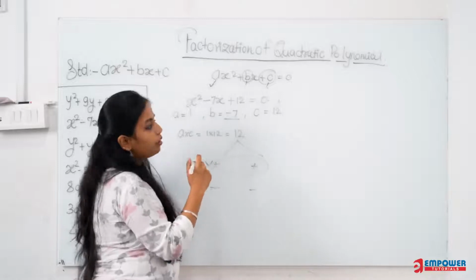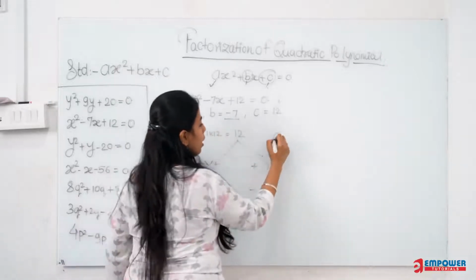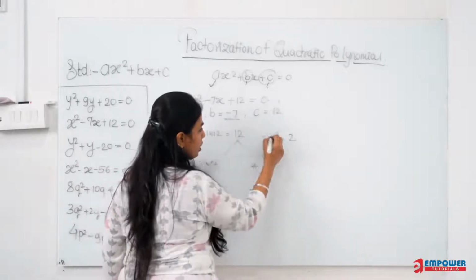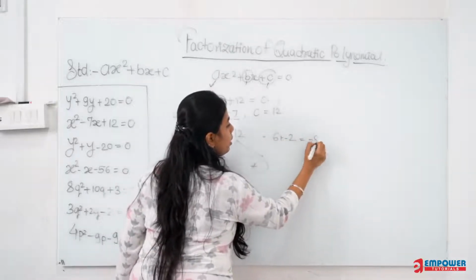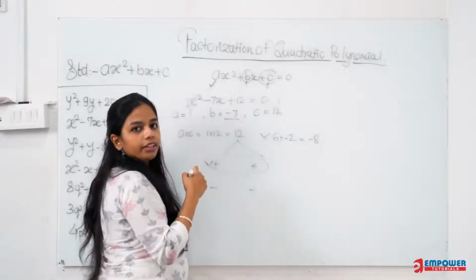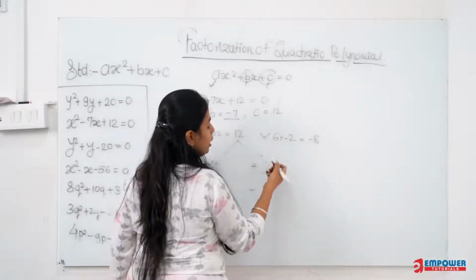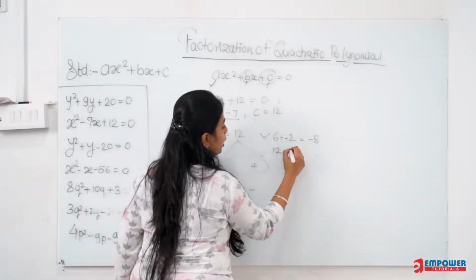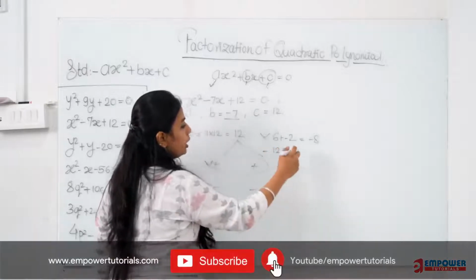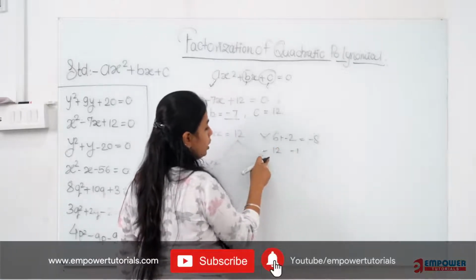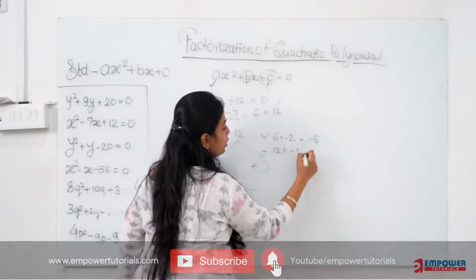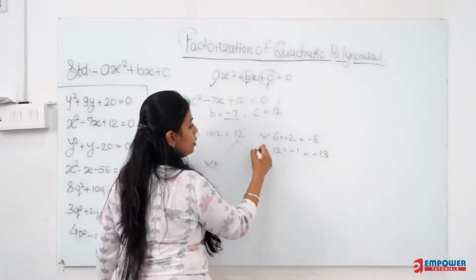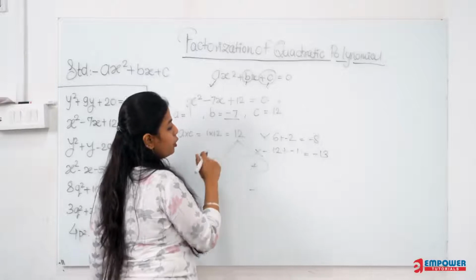Now how to choose the factors of 12? So I have 6 into 2, so minus 6 into minus 2. But the addition of these two will be equal to minus 8. So this won't be the factors of 12. Then what else do I have? 12 into 1, right? So minus 12 into minus 1 will be plus 12, but the addition of these two will be minus 13. So this cannot be the factors of 12.